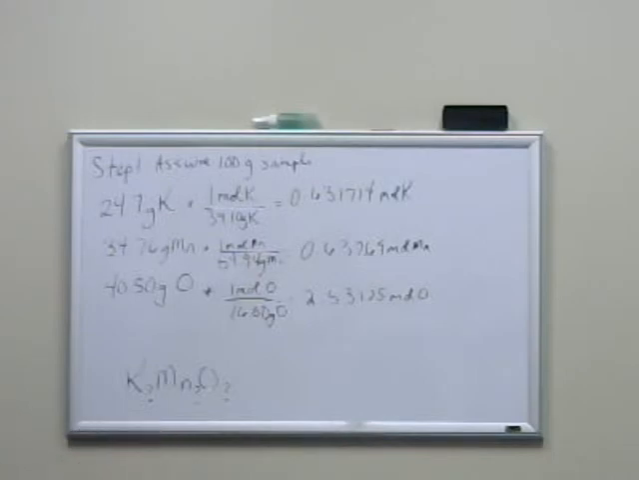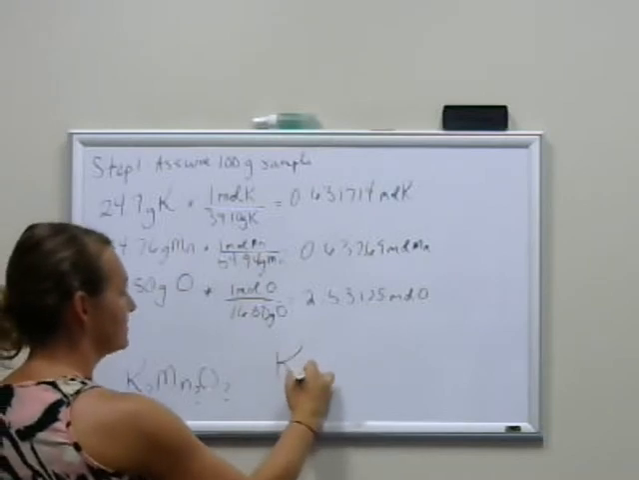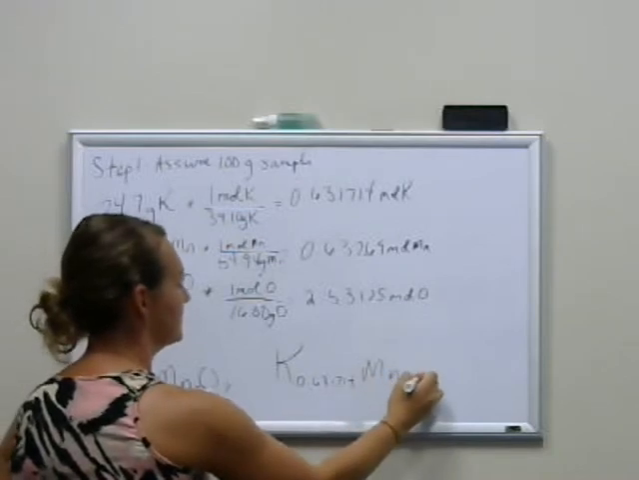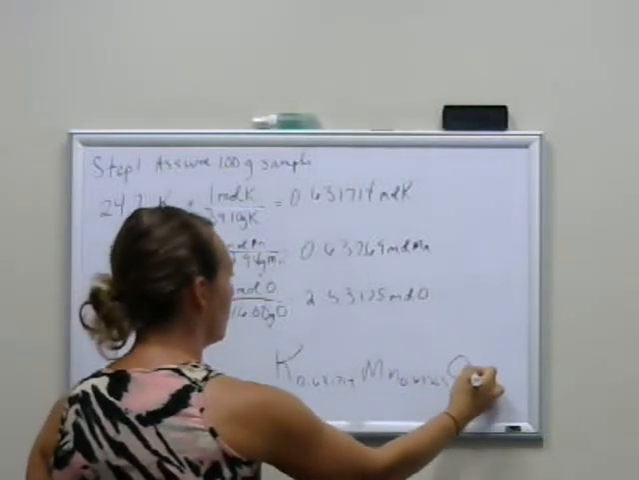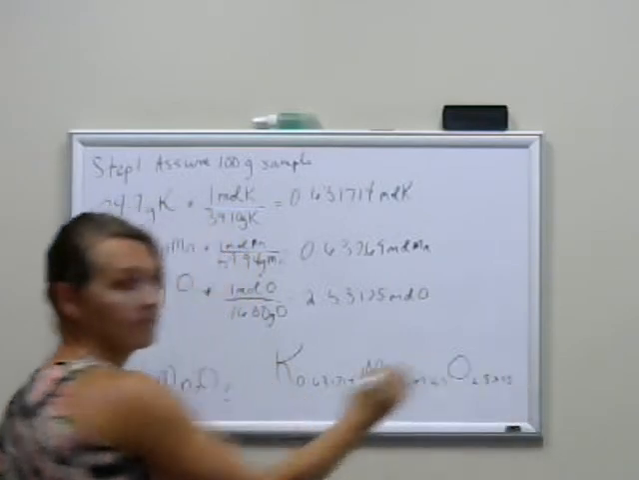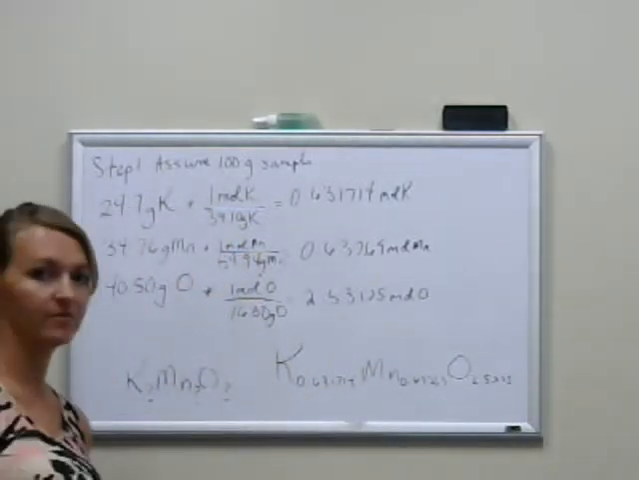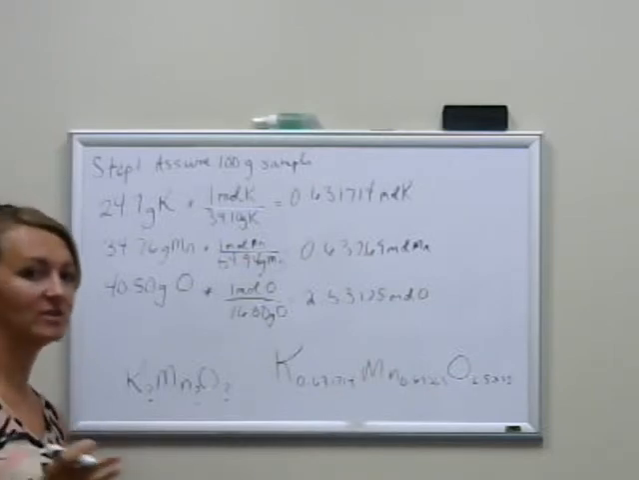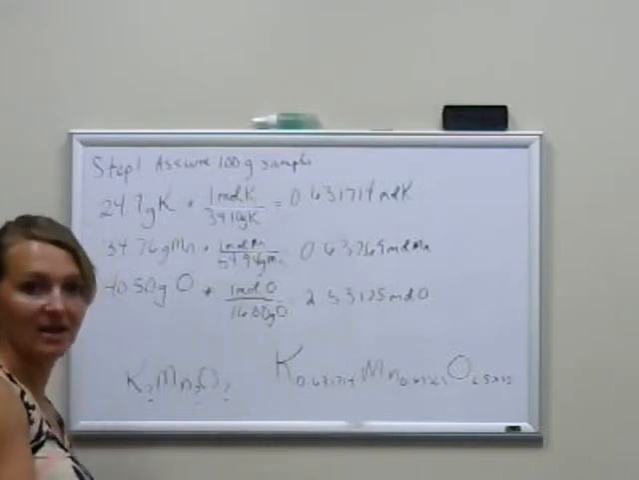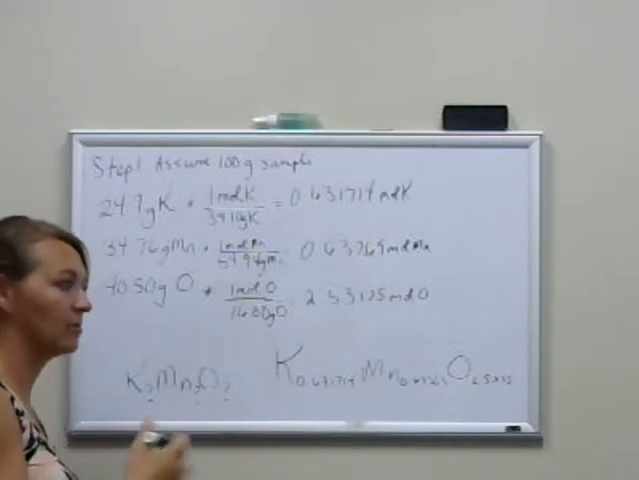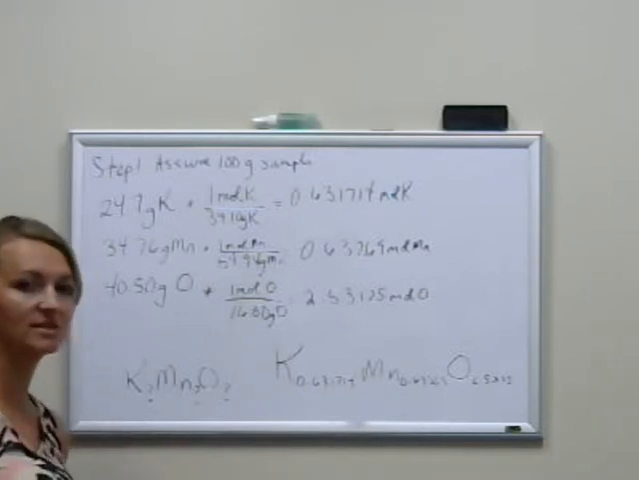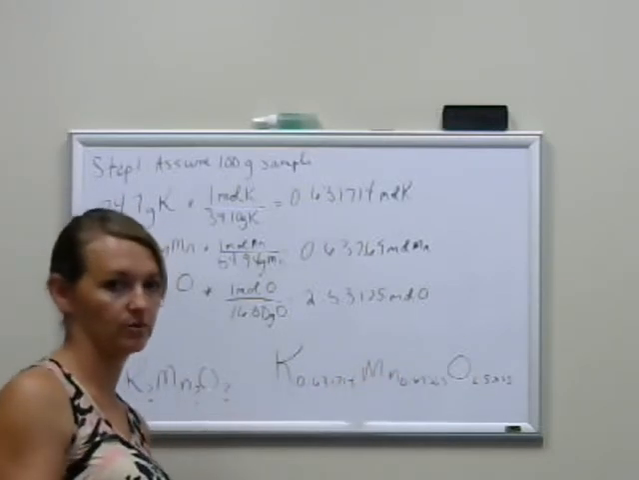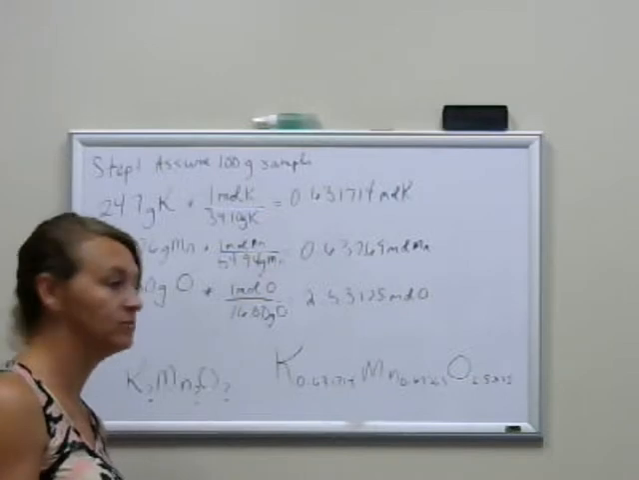So we could stop right here and we could put K 0.631714, Mn 0.63269, and O 2.53125. And that would represent a formula for this compound, and it would have the correct ratio of moles. However, we haven't ever seen a formula that looks like this. Why? Because this should also represent the number of atoms, and you can't have 0.631714 atoms. So we need to take this ratio that we have and turn it into a whole number ratio. So that's what we're going to be trying to do now.